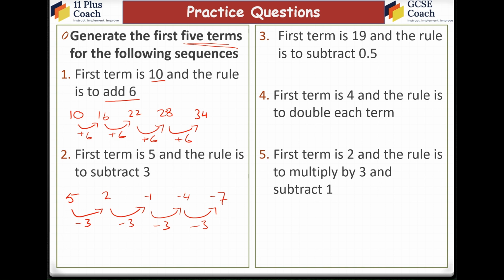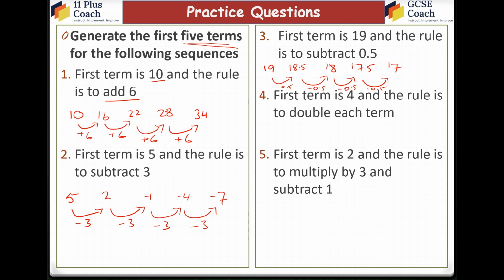Okay, the first term in the next question is 19, and the rule is to subtract 0.5. So again, first term is 19. I can write that down straight away. Rule is to subtract 0.5. You're taking a half away each time. So that will give me 18.5. You subtract 0.5 again. That will give me 18. Subtract 0.5 again. That will give me 17.5. And one more time, subtract 0.5, and you end up with 17. So these are the first 5 terms of this sequence.